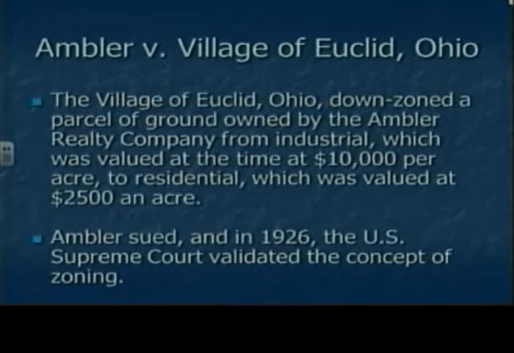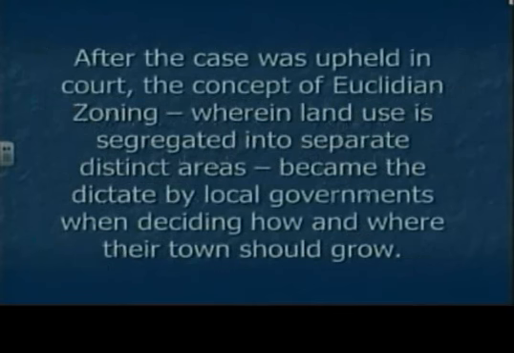The seminal case is Ambler Realty versus the village of Euclid, Ohio. In that case, the village of Euclid, Ohio downzoned a parcel of ground that was owned by Ambler Realty Company from industrial, which the owner had valued at $10,000 per acre, to residential, which was valued at $2,500 an acre. Ambler sued, and in 1926, the Supreme Court validated the village of Euclid, Ohio's concept of zoning. And so that's where Euclidean zoning comes from.